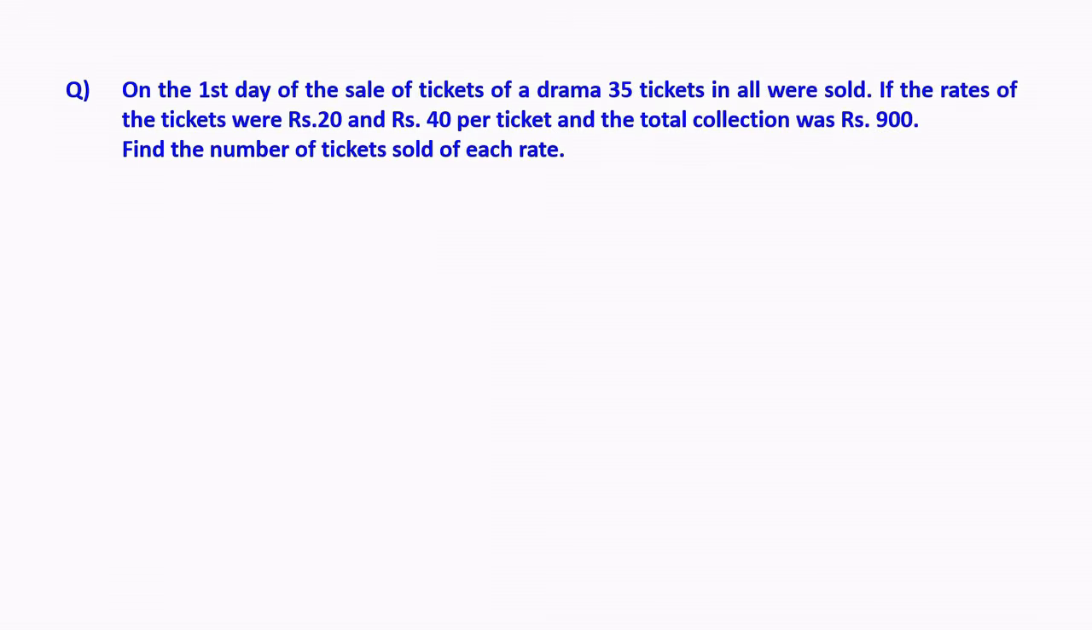Let us understand the question. On the first day of the sale of tickets of a drama, 35 tickets in all were sold. If the rates of the tickets were 20 rupees and 40 rupees per ticket and the total collection was 900 rupees, find the number of tickets sold of each rate.